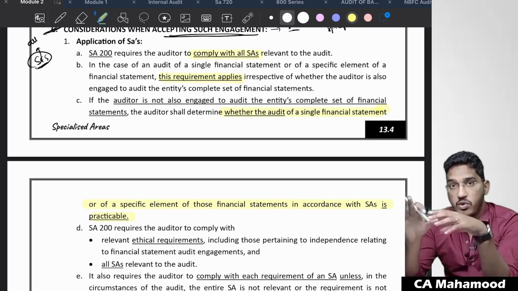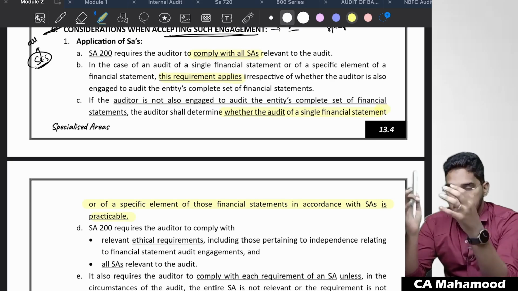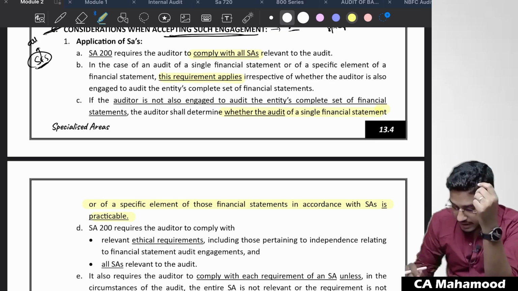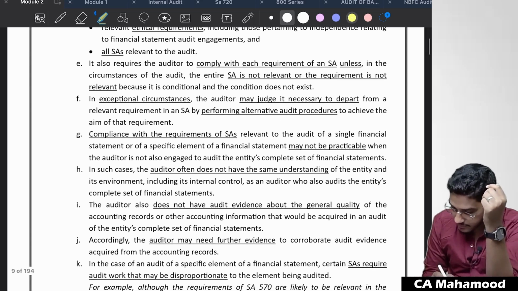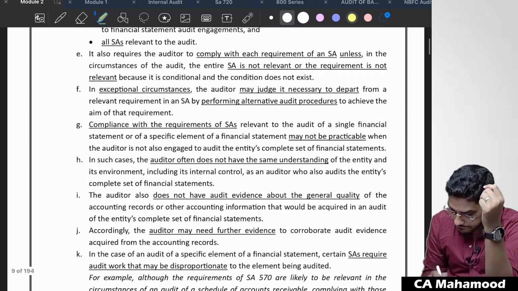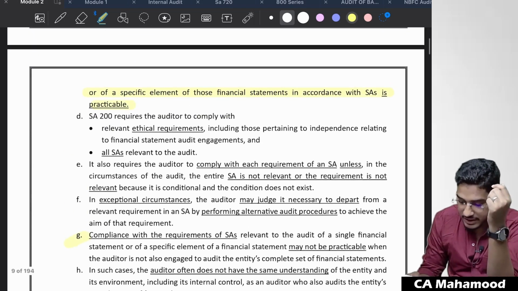As I have told, sometimes a problem arises. If you are not the same person who is conducting the audit of the complete set of financial statements, you will not get certain information. I gave you examples of that also. Where are they? Yeah, from here it will start. So this is actually linked.